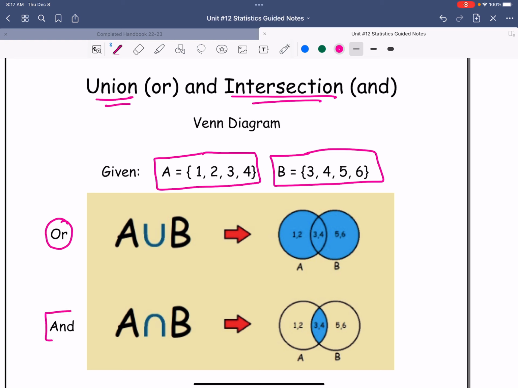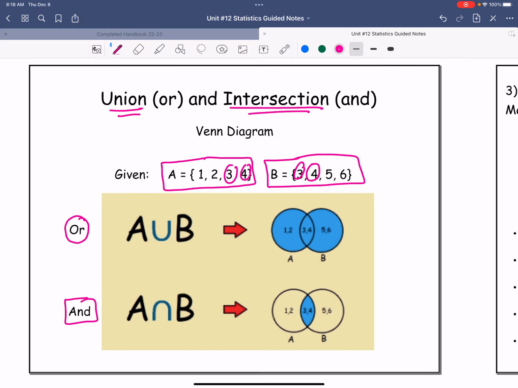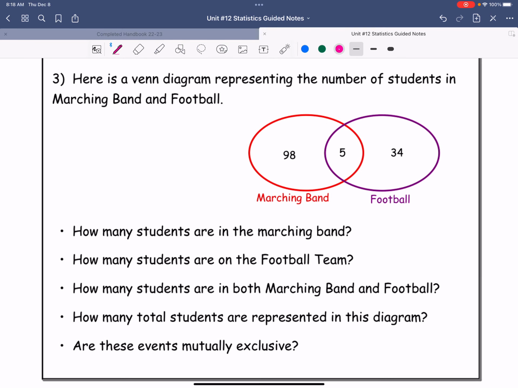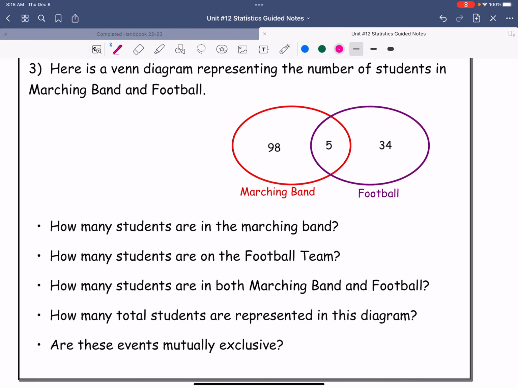If we're looking at and, which is the intersection of the two, there's only 3 and 4, and these two are found in both. So they are in A and in B. So a little Venn diagram to help you visually with union and intersection. Here's a Venn diagram representing the number of students in marching band and football. And are these two events mutually exclusive?